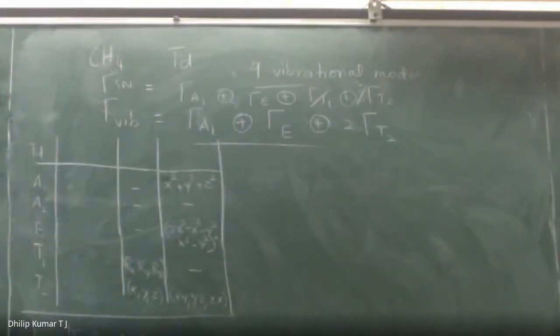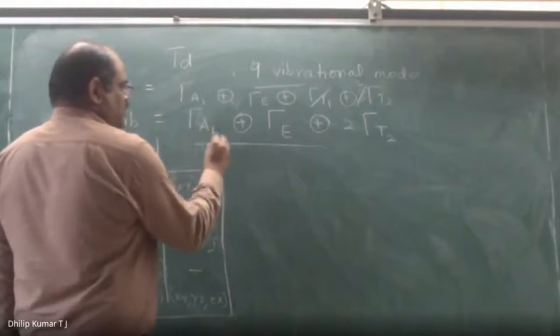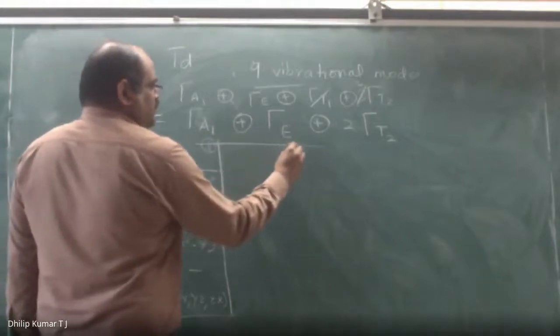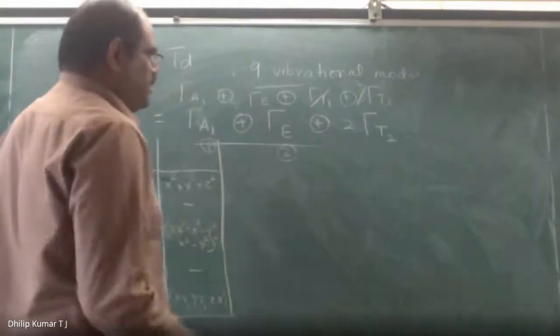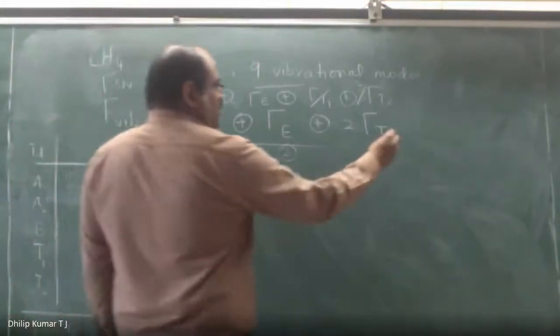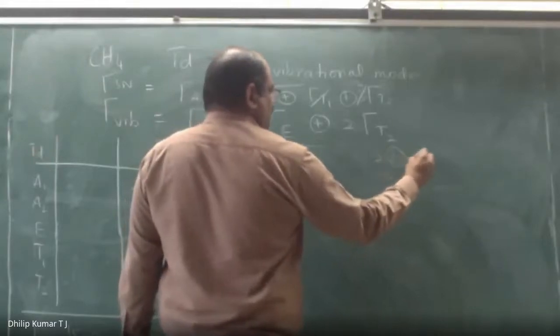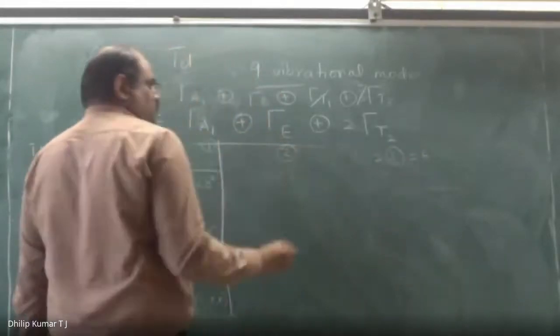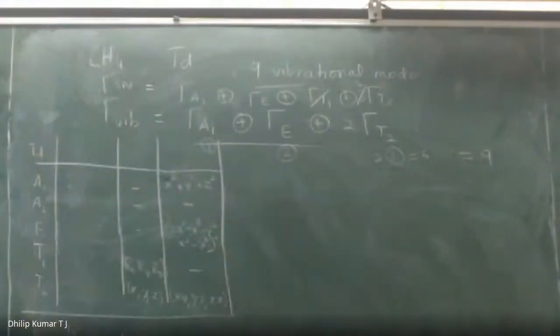So how do you account for 9 vibrational modes? This is 1 dimension, so this is 1, and this is 2 dimension, doubly degenerate. E is doubly degenerate, so you get 2, and here it is 3 into 2, so you get 6 here. Here 2 plus 1. So total will be 9. In that way you are getting 9 vibrational modes.